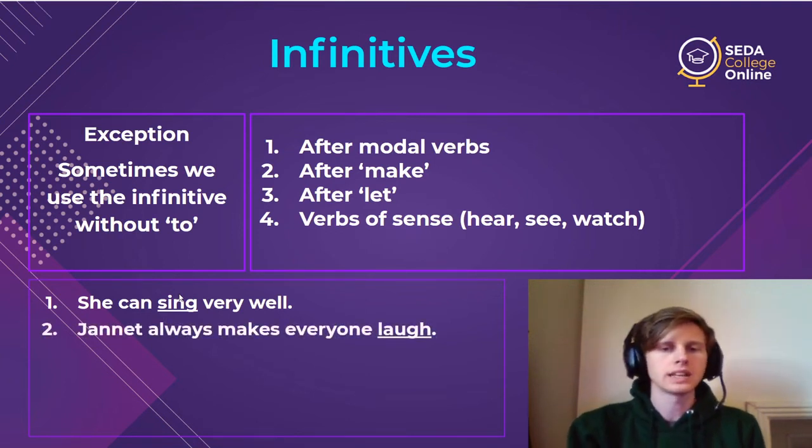But how about something like make? Janet always makes everyone laugh. So here we have the idea that Janet causes this. And so when we do this, the format is always make, and then the person or the people, you always make somebody, and then the verb. And this verb is that bare infinitive. She always makes everyone what? Laugh.